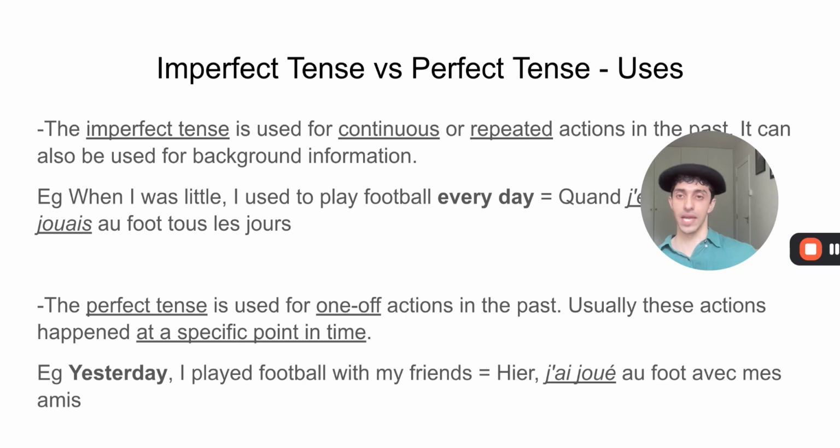So the regularity of the action in the past is the main thing to remember and to look at when deciding between the imperfect and the perfect tenses. Other things that students often get confused by, such as how long ago the action actually took place, are not relevant. We can see the perfect tense is used here when you're talking about something that happened yesterday. It could be the same for the imperfect tense as well.